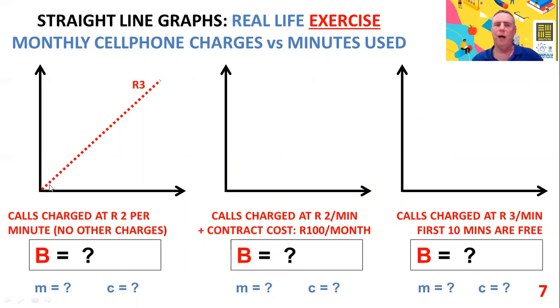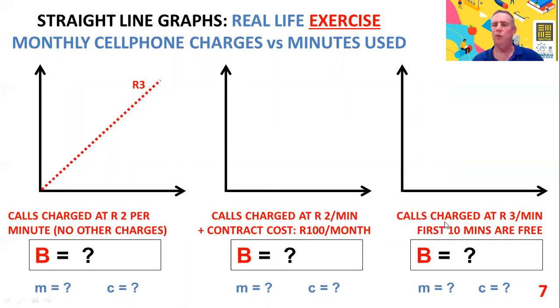So the first graph, I've given you a dotted line for calls charged at 3 Rand a minute. I'd like you to draw a graph of bill against time if calls were charged at 2 Rand per minute. Also write the equation and the constants. The second case is a bit more tricky. Calls are charged at 2 Rand a minute, but there's a fixed contract cost of 100 Rand per month. So even if you use no talking time, you will still pay that 100 Rand. What would the graph look like? What would the equation and the constants look like?